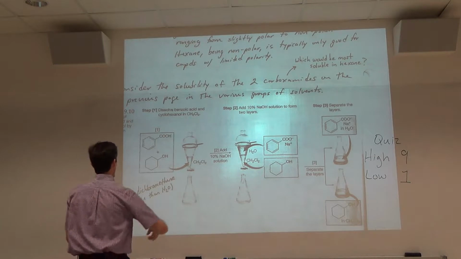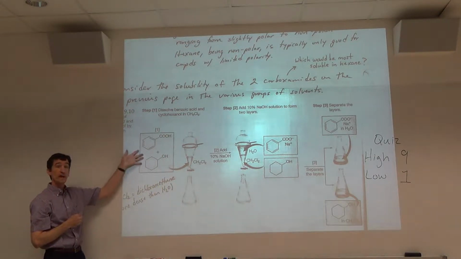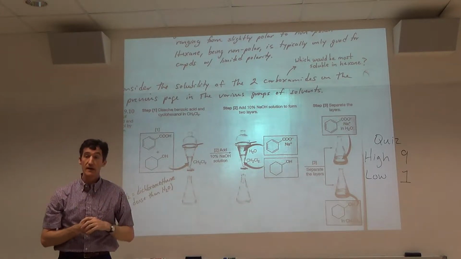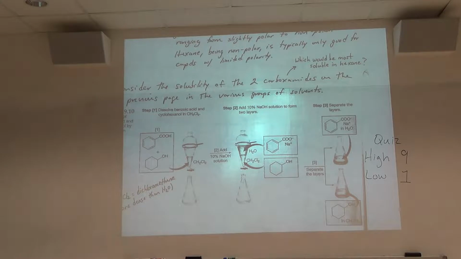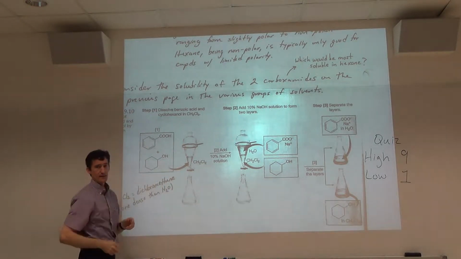Okay. First off, are either of these basic? Are either of these anions? Do either of these have sp3 or sp2 nitrogen? No. Neither of these are basic. That means they're not going to react with acid and make a salt, an ion. But one of them is acidic. That one's acidic. Why is that one not acidic?